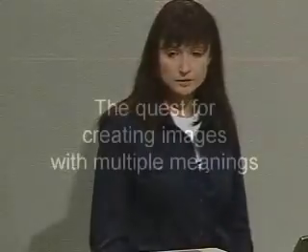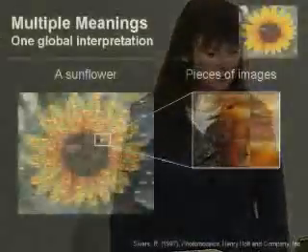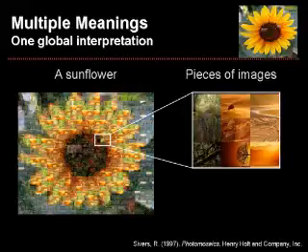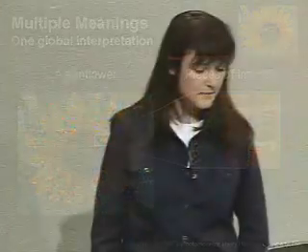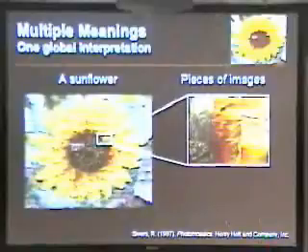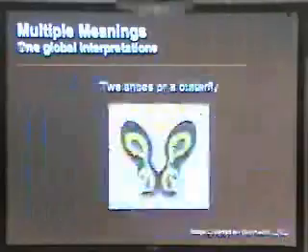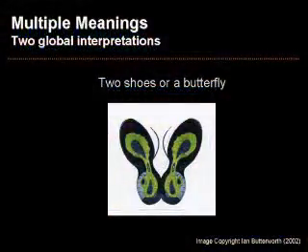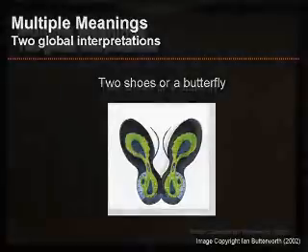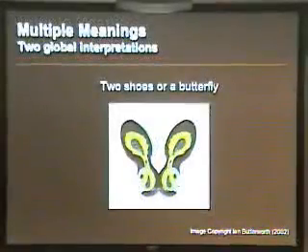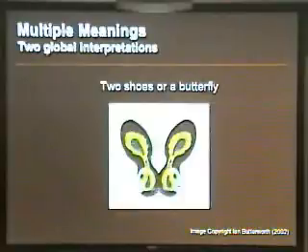And the quest for creating images with multiple interpretations is actually something science and art have been trying to do for a long time. So you all know the photomosaic. You can create images with two different meanings, or photomosaics that have more than one global interpretation. So that could be a way to do it. Second way is you can create an artistic photograph, like this image from Ian Butterworth, where you can combine images, and here you have two interpretations, the shoes and the butterfly, two global interpretations too.